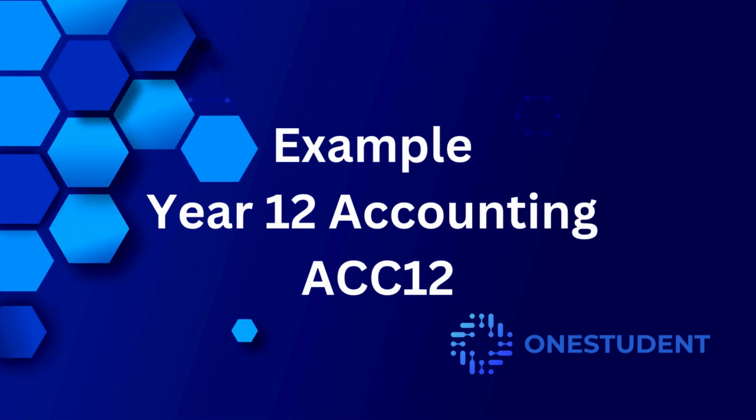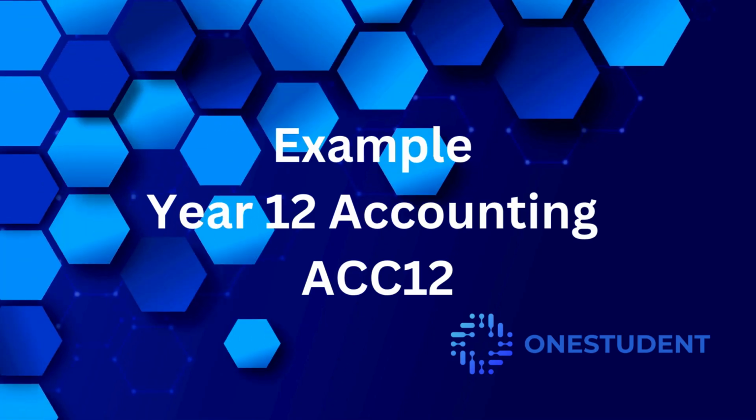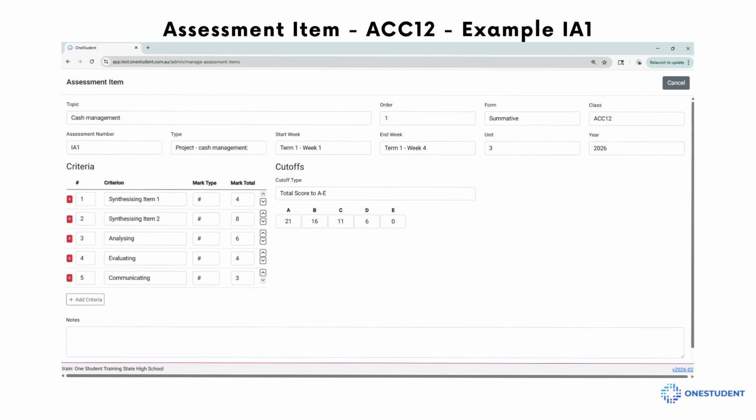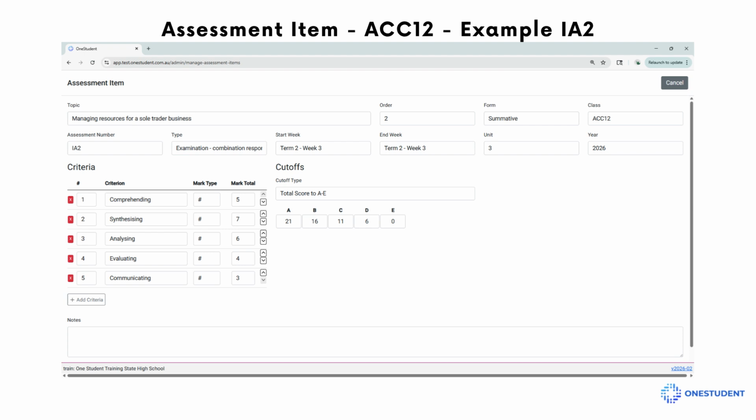Our first example is Year 12 Accounting, Class Code ACC 12. Here we can see the assessment items configured for the class across the full academic year. Notice how the assessments are structured specifically for the accounting faculty requirements. This class includes multiple assessment items designed to support senior academic reporting and cumulative assessment processes.